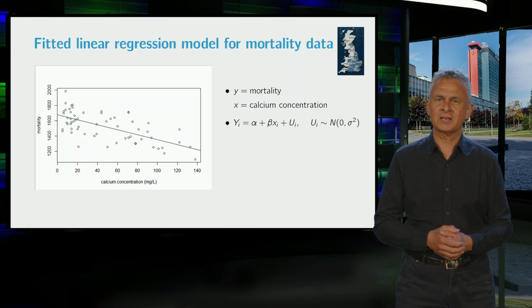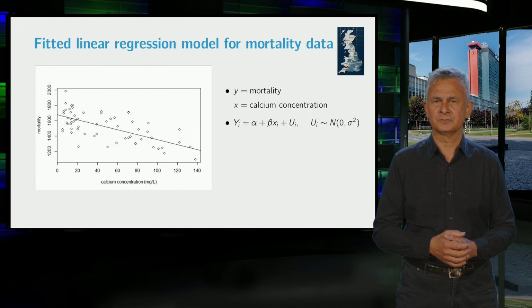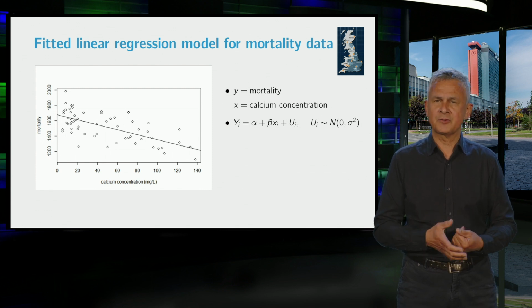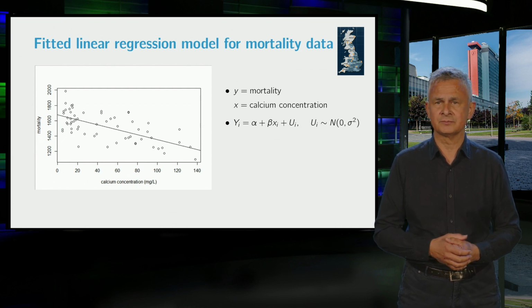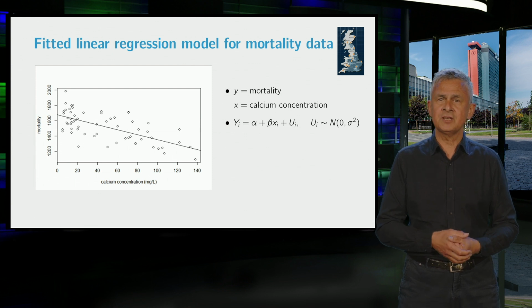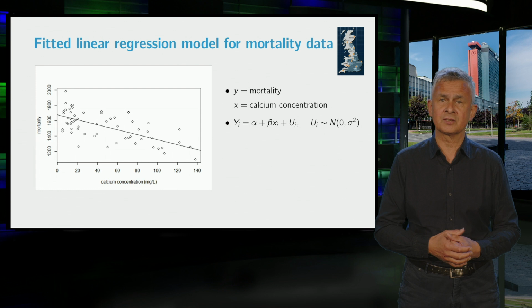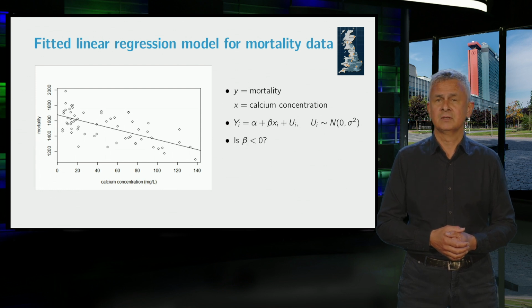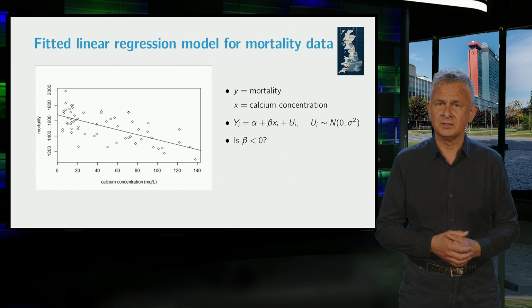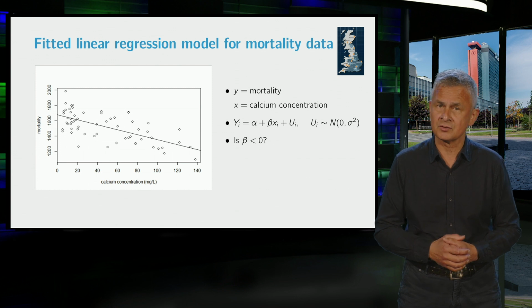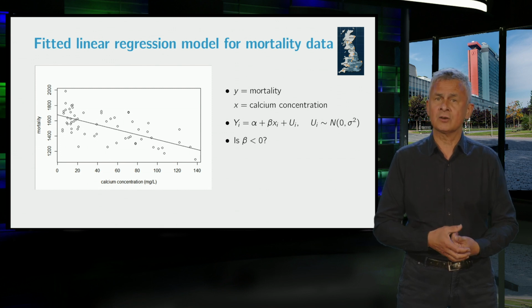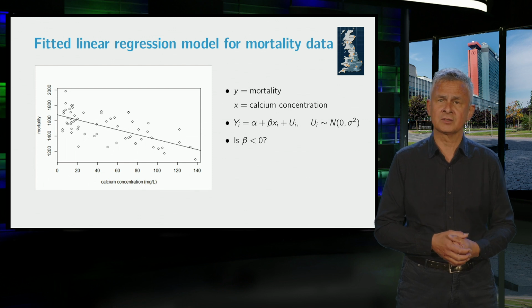Let us return to the mortality example of the previous videos. In the previous video we have convinced ourselves that a simple linear regression model with normally distributed errors is a good model to describe the relationship between mortality rate and calcium concentration. The relationship seems to show a decrease in mortality for larger calcium concentrations. However, since the data contain uncertainty, the question is whether this is really the case or whether this graph is just merely a coincidence. In other words, can we conclude that the slope beta of the regression line is negative?